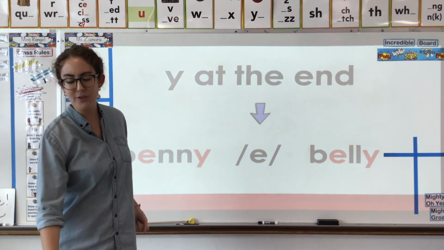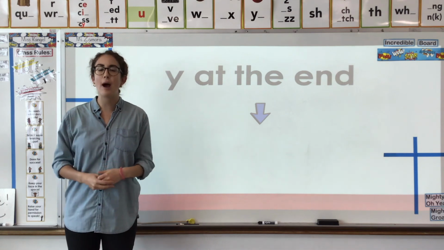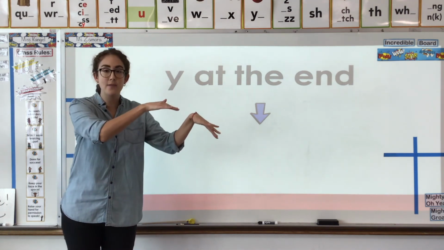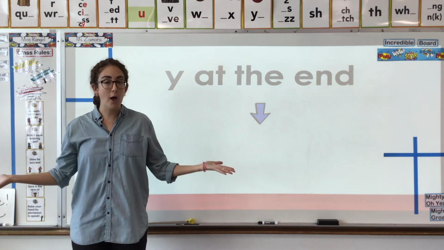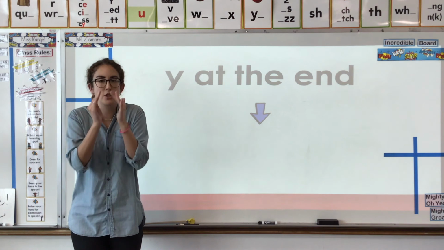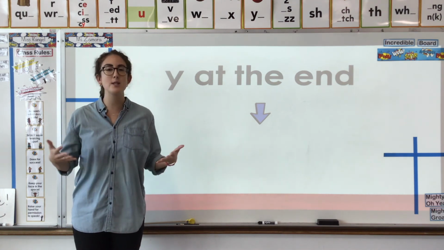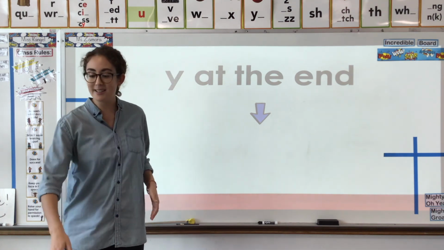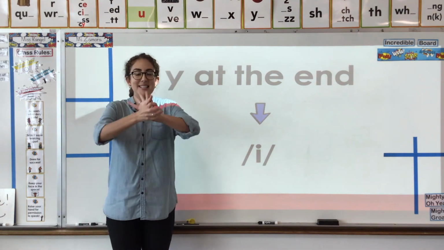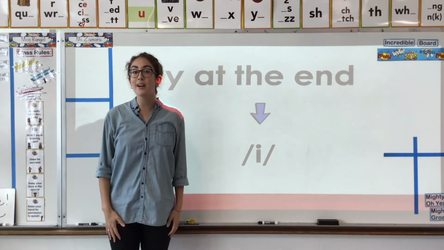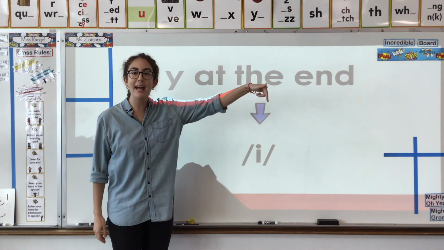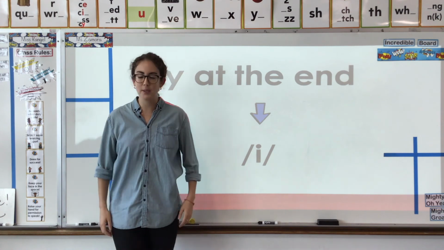But what is this third and final sound that Y makes? If a Y is at the end of the word, but it's all alone, there are no other vowels, so it's usually a pretty short word, and Y is the only vowel, then it's going to say the I sound. It's going to say the long vowel sound for I. It's at the end of the word, and it's all alone.